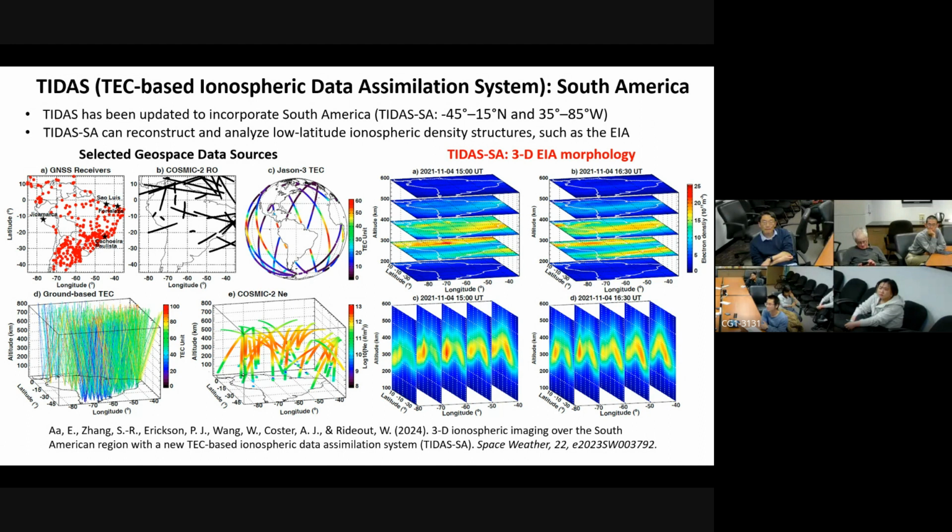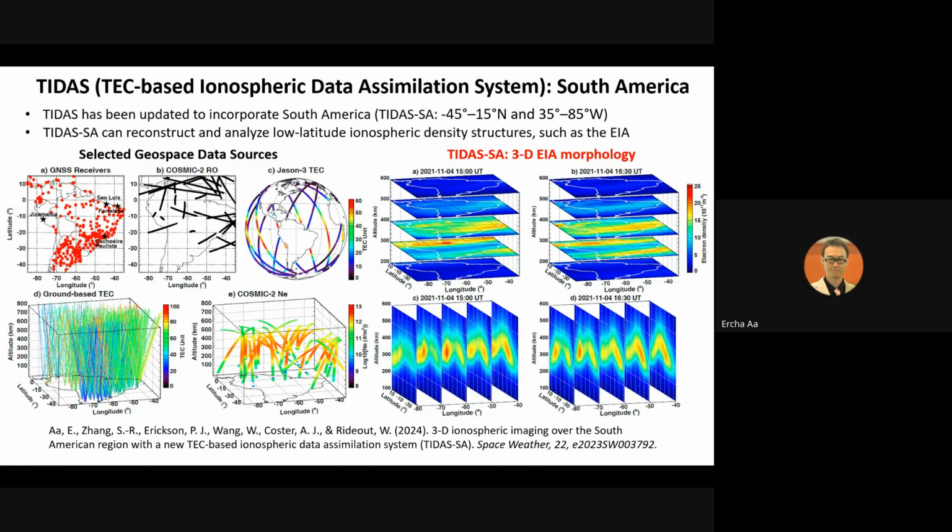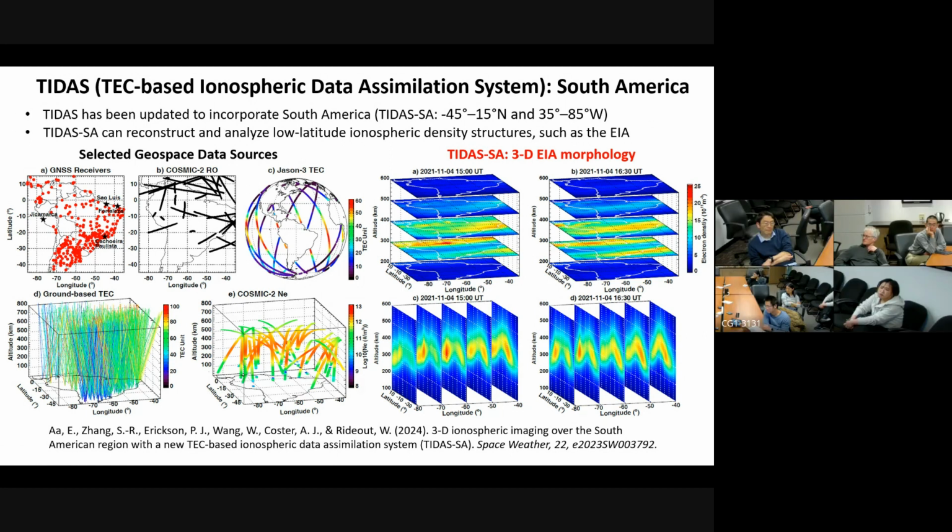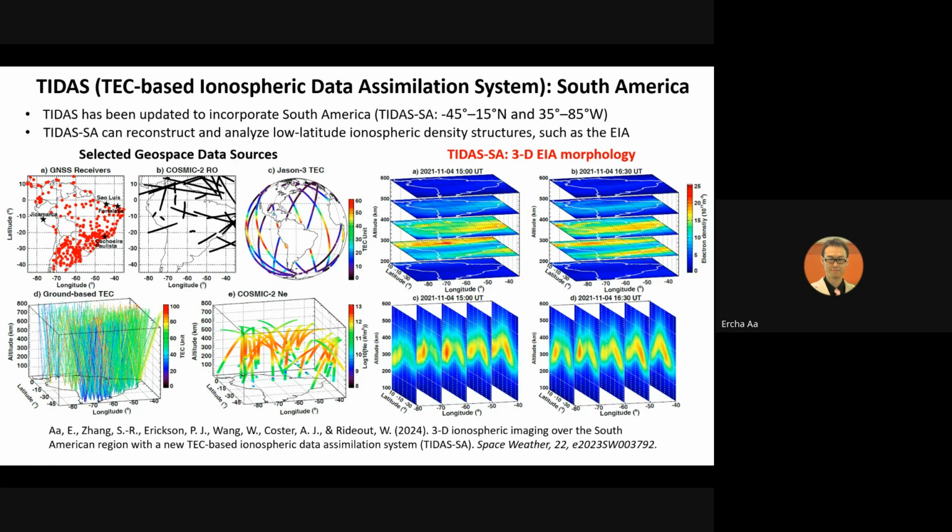Chen, please. Yeah, you use both TEC from JASON and ground-based receivers. Are there discrepancies between these two TECs? Pardon, can you say it again? You mean the difference between JASON and ground-based TEC? Yes, are there discrepancies? Oh yeah, discrepancies. Okay, right.